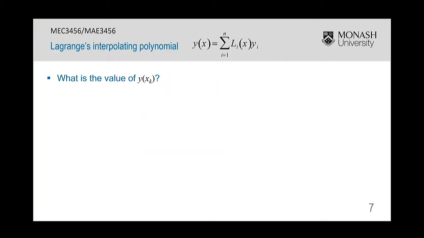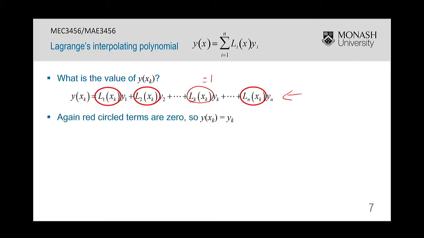We can do the same thing for the kth value. So what's the value of y of xk? Well, we just plug it into the Lagrange polynomial. Y of xk is L1 of xk times y1 plus all these terms here. This term here is equal to 1. All of the circle terms are 0. So y of xk is equal to yk. So, y of x is a polynomial that passes through all of the nodal points that we're given.